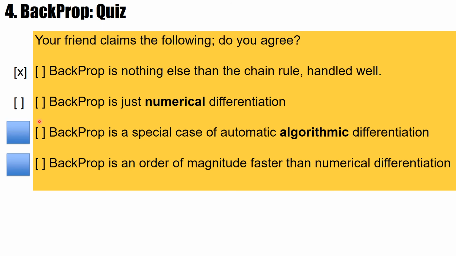Backprop is a special case of automatic algorithmic differentiation. If you believe that this is correct, raise your hand now. And yes, this is correct. Implementing the chain rule in this automatic fashion is basically algorithmic differentiation. Backprop is an order of magnitude faster than numerical differentiation. If you agree, raise your hand now. And yes, this is correct.